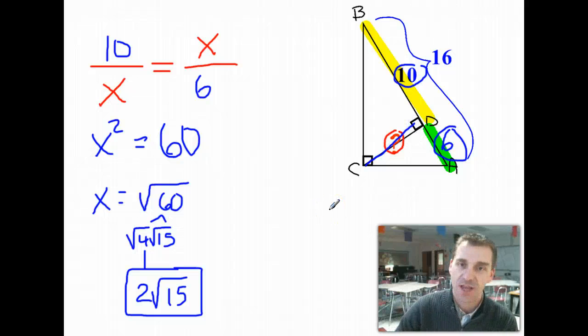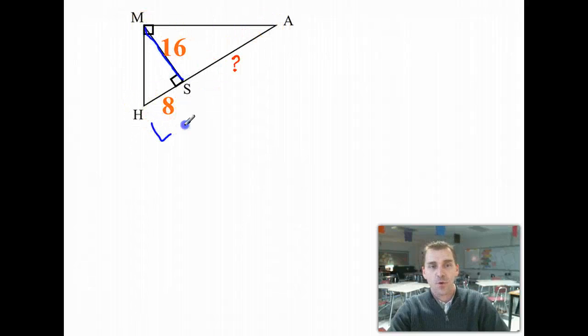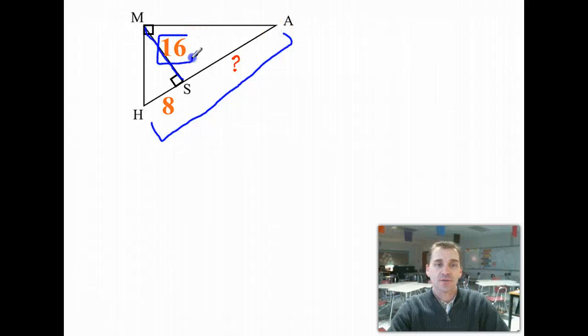Now let me change this example up a little bit on you. Check this out. It's still the same thing in terms of the picture. We have an overall right triangle, triangle HAM, with this altitude drawn to the hypotenuse. This whole thing right here is the entire length of the hypotenuse. I am given, however, the length of the altitude. Ladies and gentlemen, the theorem doesn't change.